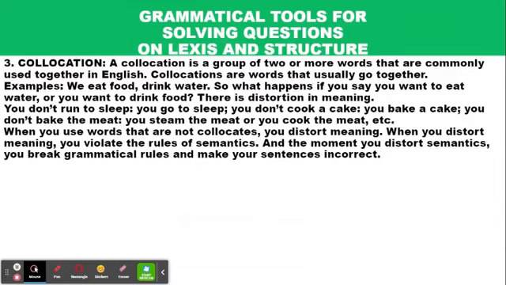When you distort meaning, you violate the rules of semantics. And the moment you distort semantics, you break grammatical rules and make your sentence incorrect. Okay, so we are going to look at these various grammatical principles. They will help us in picking the correct answers.